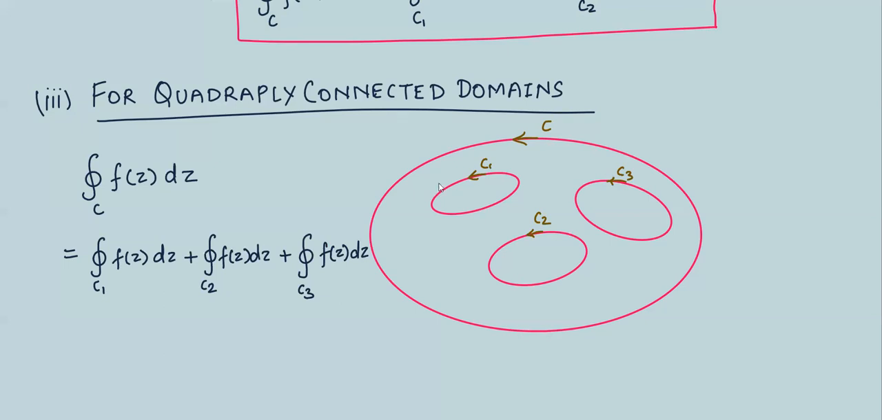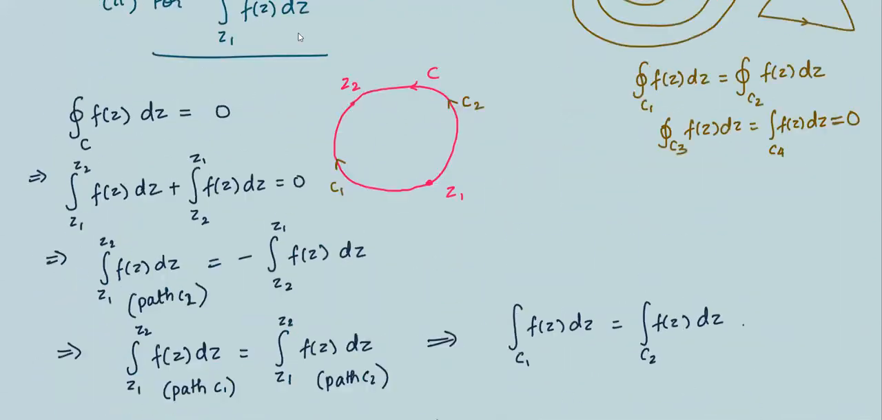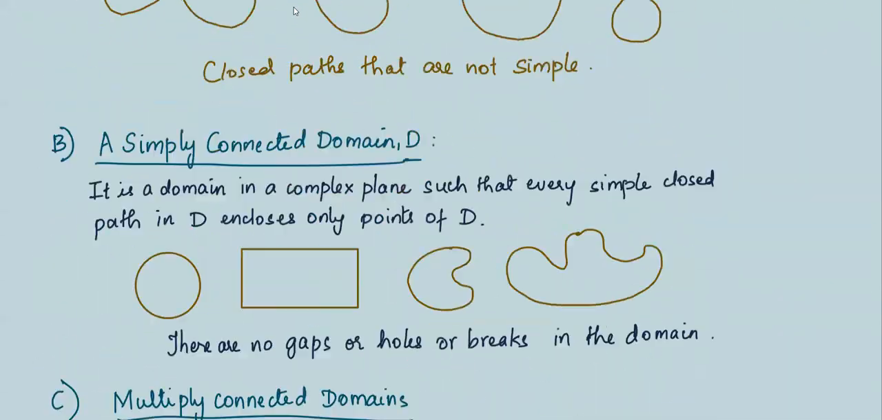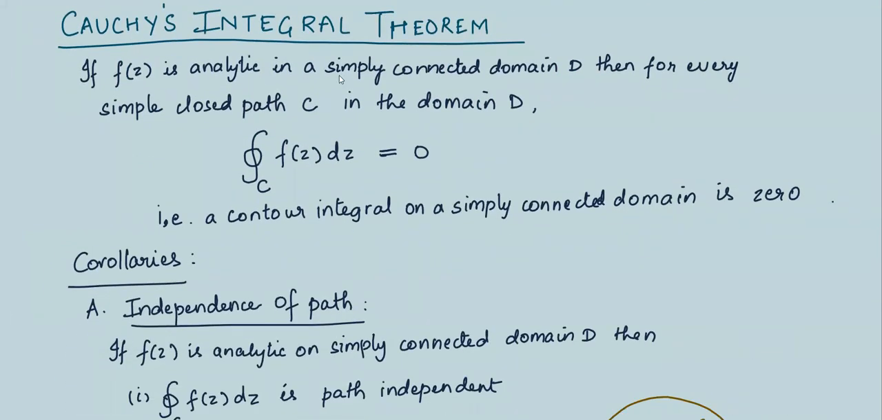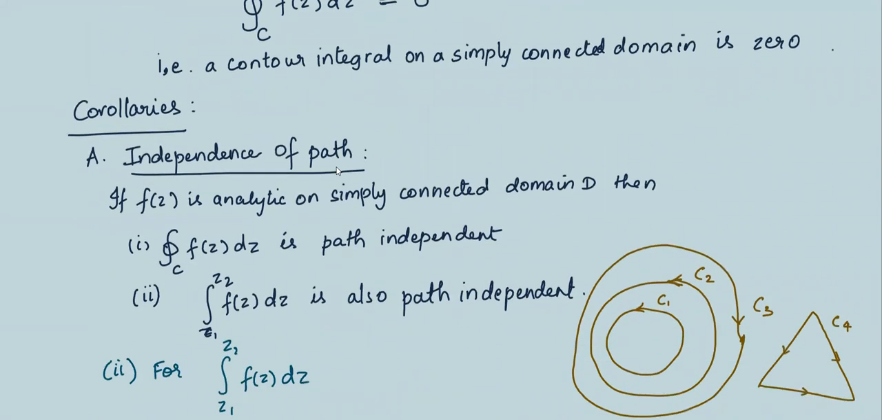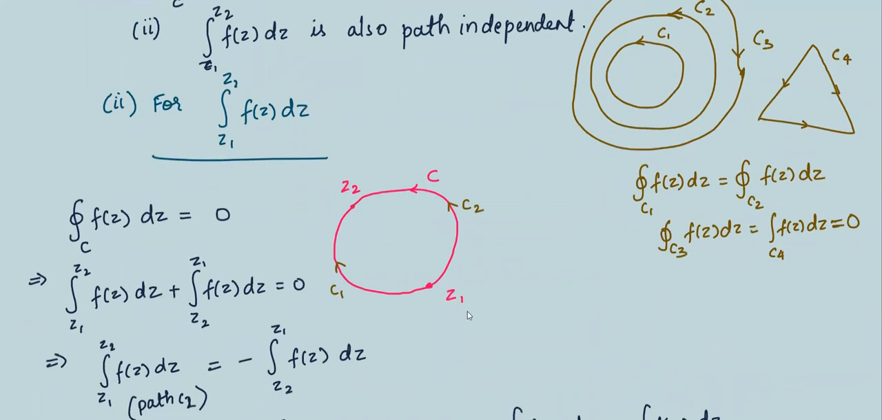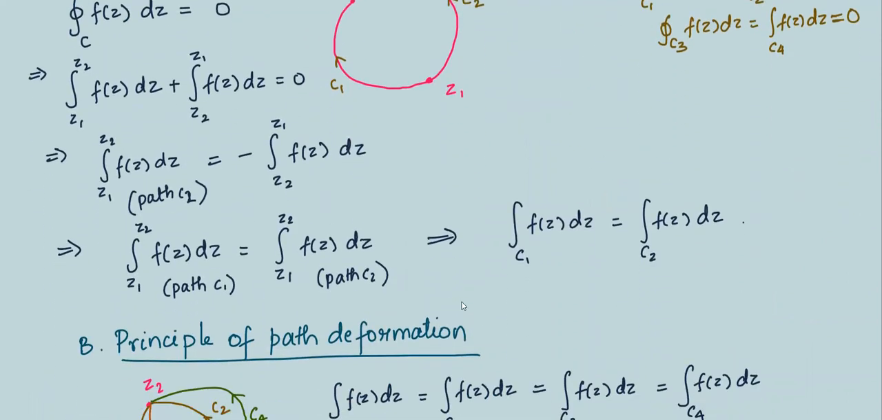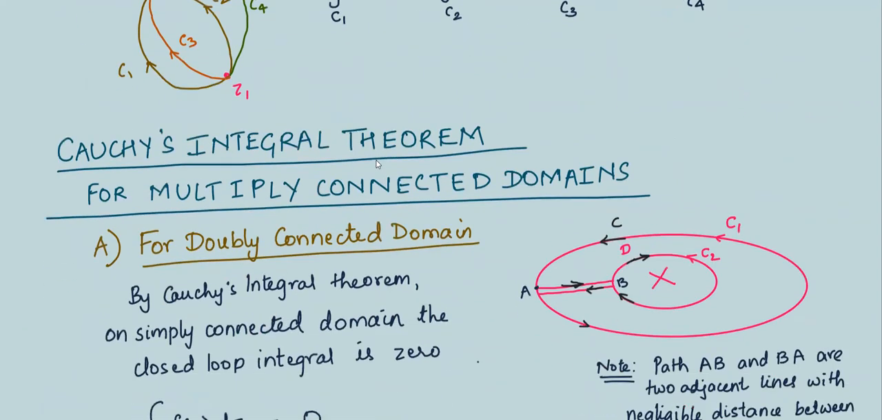Now, based on Cauchy's integral theorems, what we discussed today is simple closed path, simply connected domain, multiply connected domain. Cauchy's integral theorem over a simply connected domain: a contour integral, a closed path integral, is 0. And we discussed that from one point to another, the integral is path independent, and you can choose any path, you will get the same integral from one point to another.